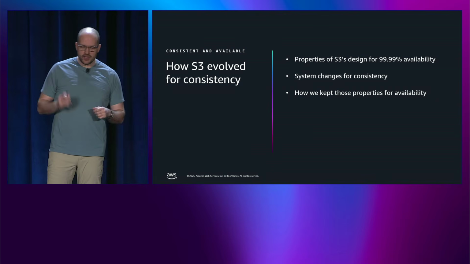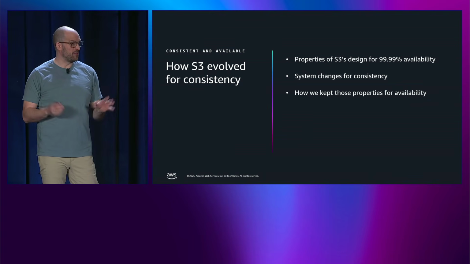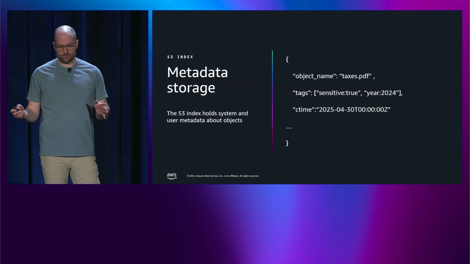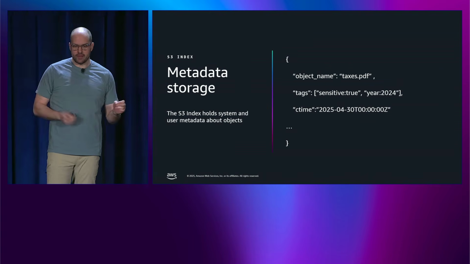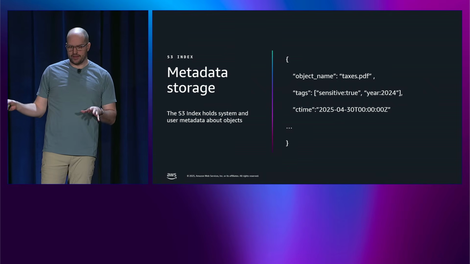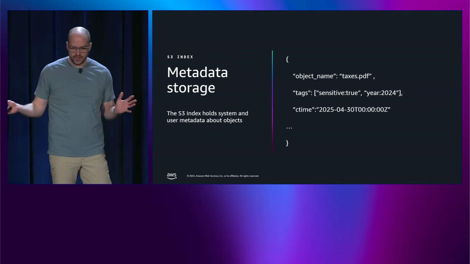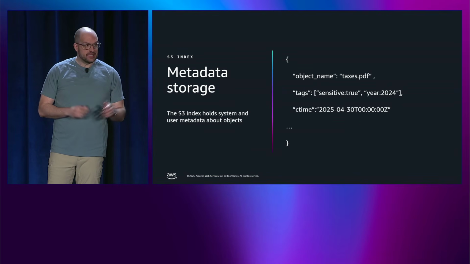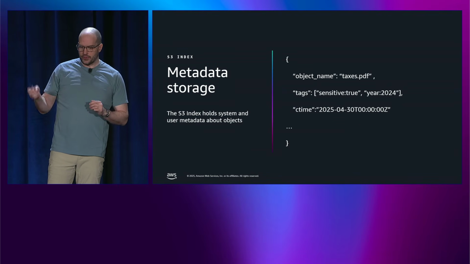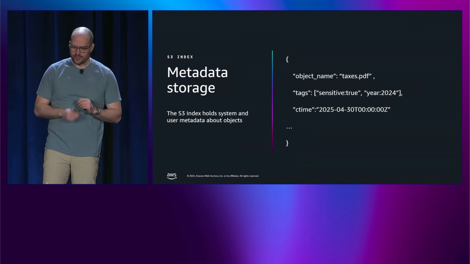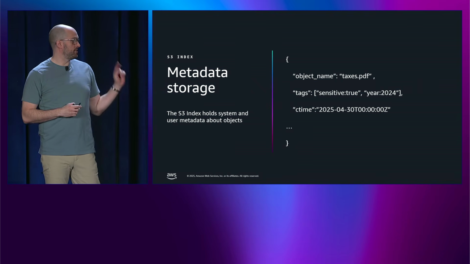To understand how this works in S3, we have to start with our indexing subsystem. Our indexing subsystem holds all of your object's metadata. These are things like its name, tags, its creation time. And the index is accessed on every single get, put, list, head, delete. Every single data plane request goes to this index.